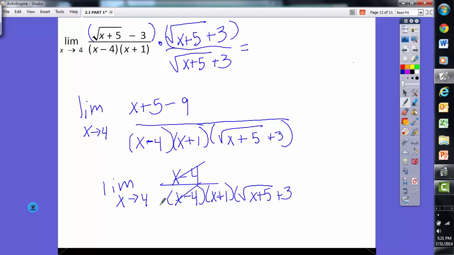So the x minus 4's cancel out, and when you plug in 4 for x, you get 1 over 5 times 4 plus 5 is 9, square root of 9 is 3, plus 3 is 6, 1 over 30. There you go, all done.